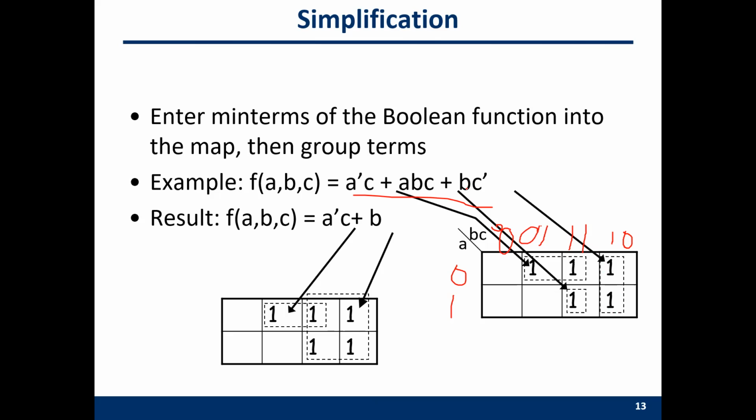Because for this item, we have a B and a C bar. B has to be 1, and C has to be 0, which is this column. We have no A here. A can be 1, A can be 0. So this item is related to this box and this box. So after we draw all the ones here, we can do the grouping.